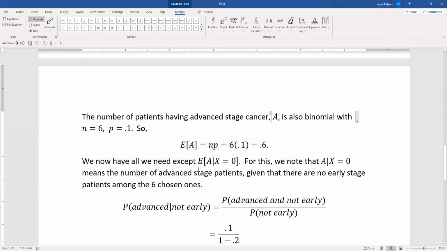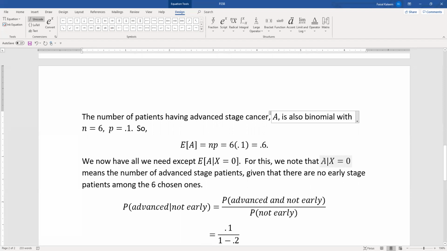So let's understand what A given X equal to 0 is. A given X equal to 0 is the number of advanced stage patients given that there are no early stage patients among the 6 chosen ones. So this is also binomial, because if we are given that there are no early stage patients, then a patient could be advanced or not advanced. So that's a binomial situation.